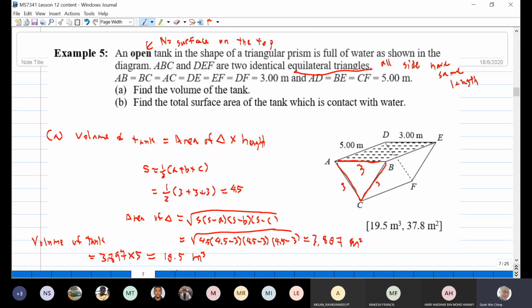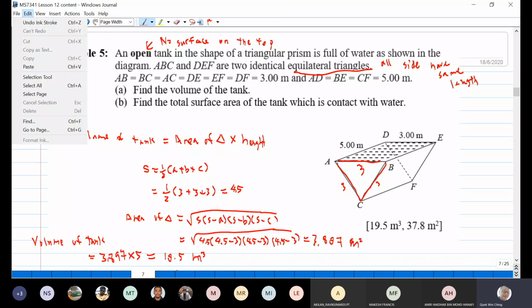Okay. Then how to find part B, right? The total surface of the tank in contact with the water. The main thing is the total area in contact with water. So let me select this page here.